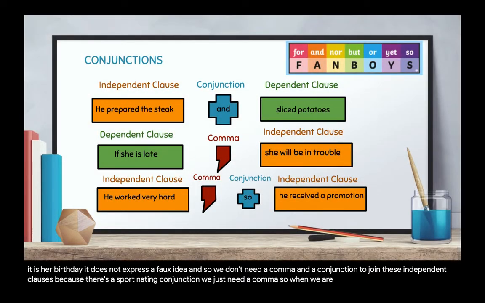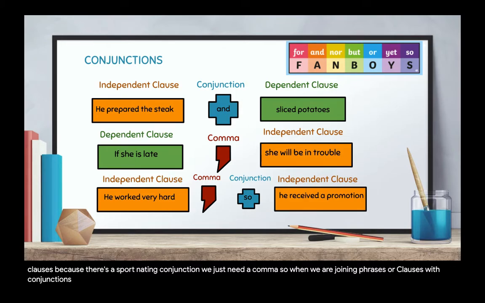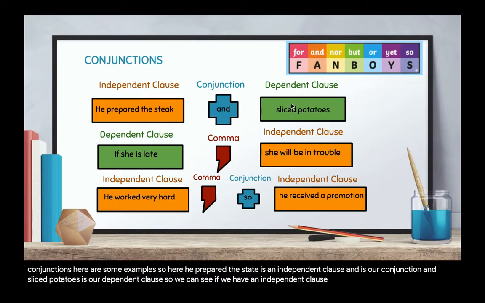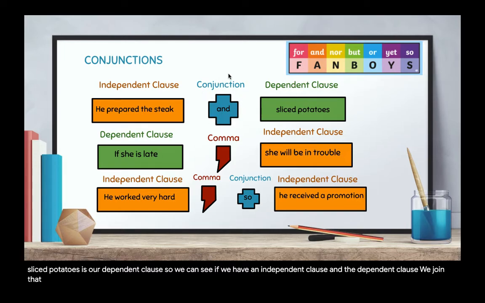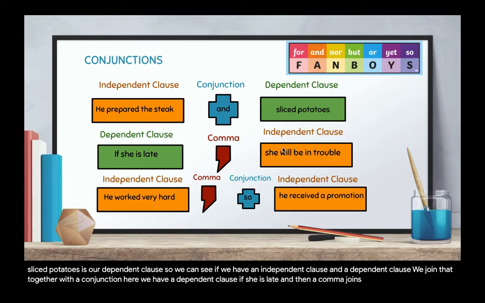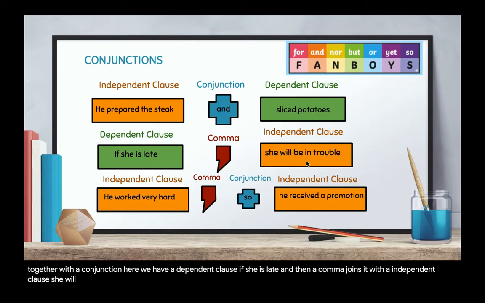So when we are joining phrases or clauses with conjunctions, here are some examples. So here, he prepared the steak is an independent clause. And is our conjunction, and sliced potatoes is our dependent clause. So we can see if we have an independent clause and a dependent clause, we join that together with a conjunction. Here we have a dependent clause, if she is late, and then a comma joins it with an independent clause, she will be in trouble.